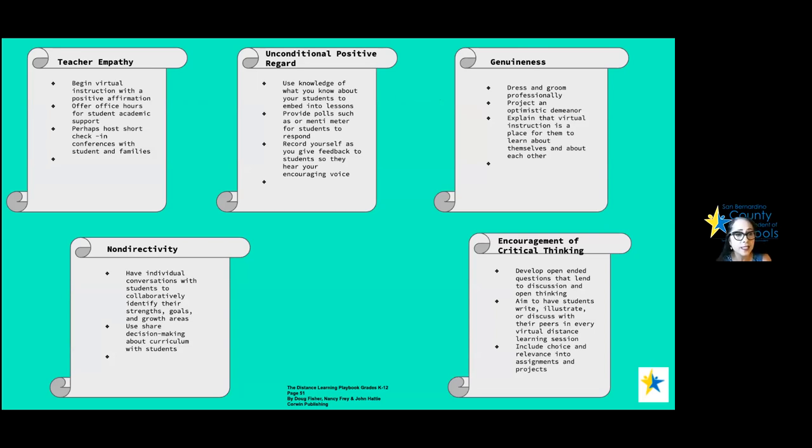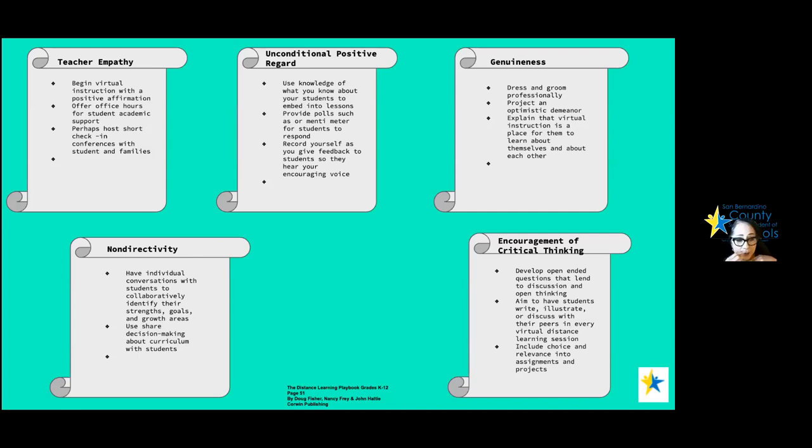So for instance, with teacher empathy, maybe offering office hours if the students need that academic support. Under unconditional positive regard, maybe providing polls for your students so that you see their responses. We're trying to model that here today, so we've used two Mentimeters for you so you see what that looks like. In terms of being genuine, the first one talks about dressing and grooming professionally. They want to see their teacher like they always see them every day.